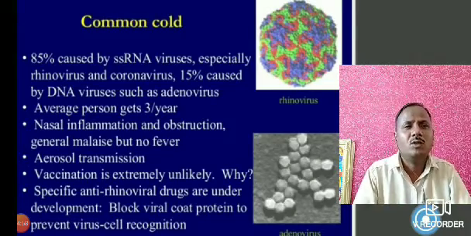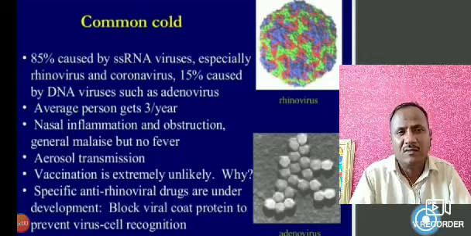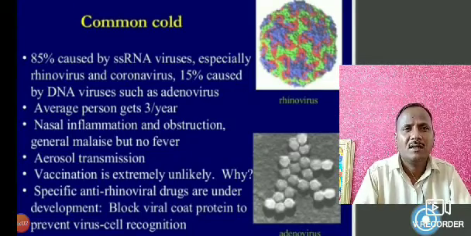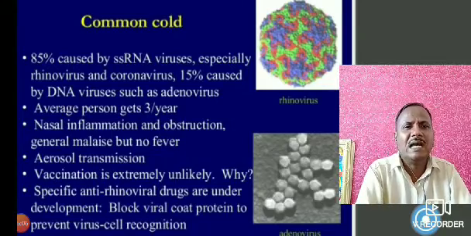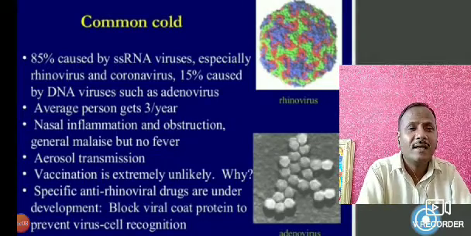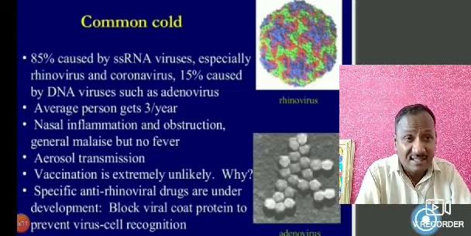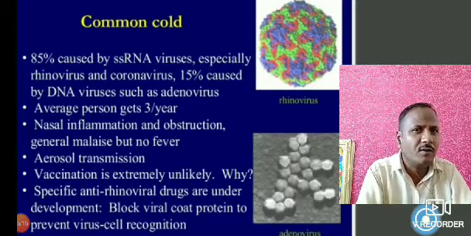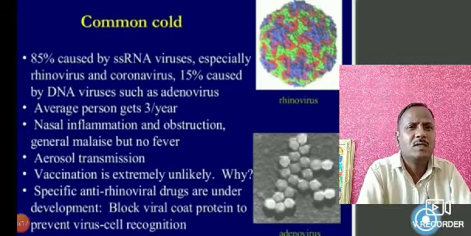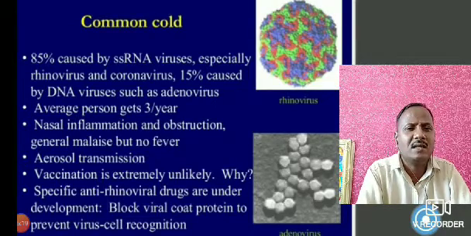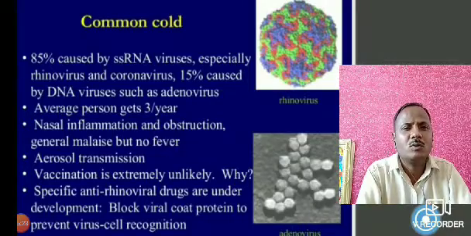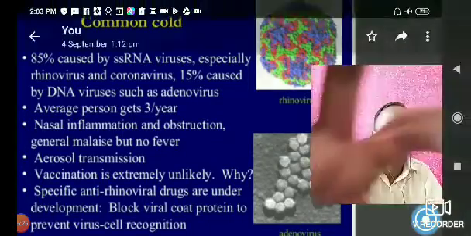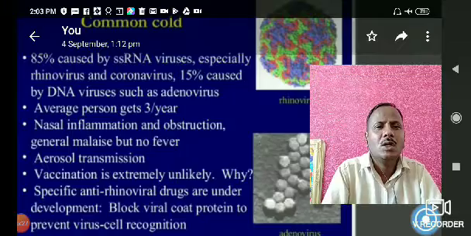And that's why most of the people suffer from the common cold in the winter and rainy seasons. Vaccination is extremely unlikely. Why? Because there are no vaccines. The vaccine is not extremely useful for the common cold. Why? Specific antiviral drugs are under development. They block the viral coat protein to prevent virus cell recognition.